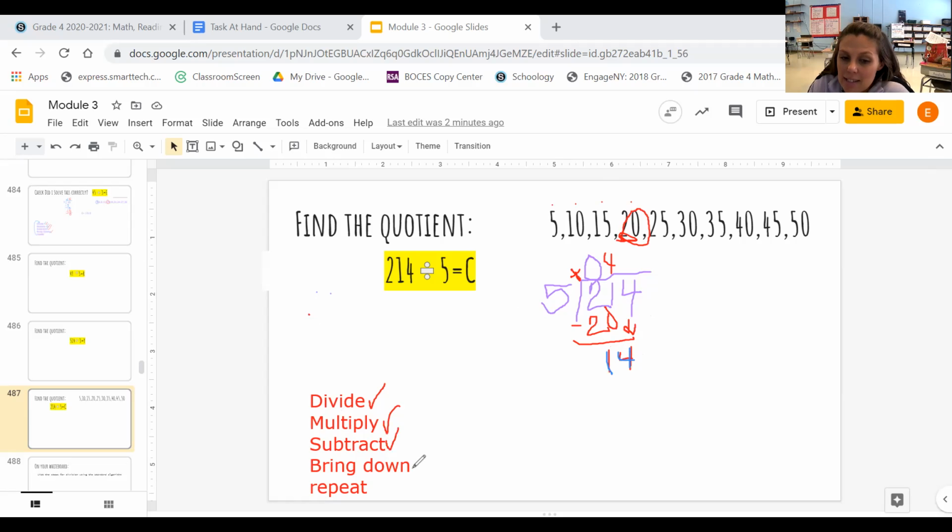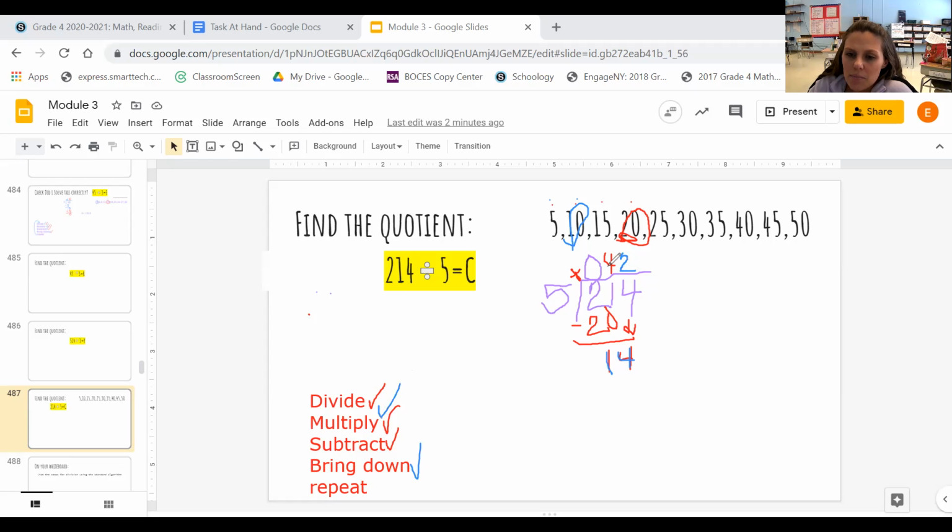Can I divide 5 into 14? So can I take groups of 5 out of it? Looking over here for as close as I can get, 15 wouldn't work because it's too much, but 10 would work. And I know 5 can go into 10, 1, 2 times. So I put my 2 on top.